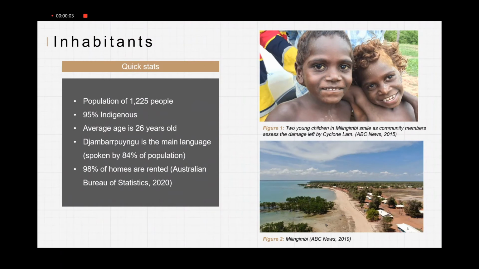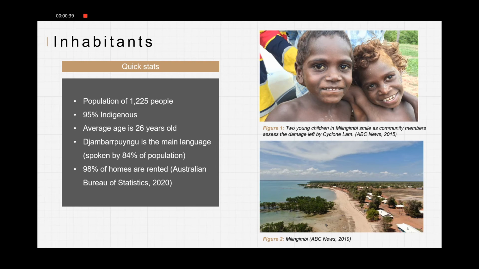So I'll be looking at the inhabitants of Milingimbi, and I think a really interesting place to start is by looking at some quick stats from the 2016 census, which is the government survey run by the Australian Bureau of Statistics. The population of Milingimbi is around 1,200 people, give or take, of which 95% are Indigenous, with an average age of 26 years old. The main language spoken on the island, and excuse my pronunciation, is Djambarrpuyngu, which is spoken by 84% of the population as their first language.